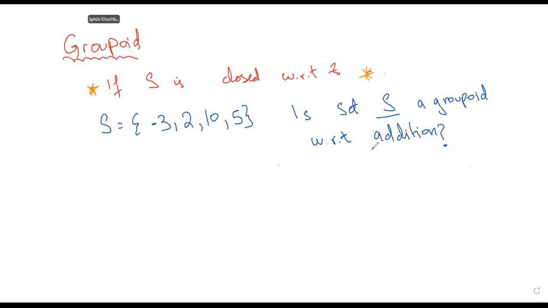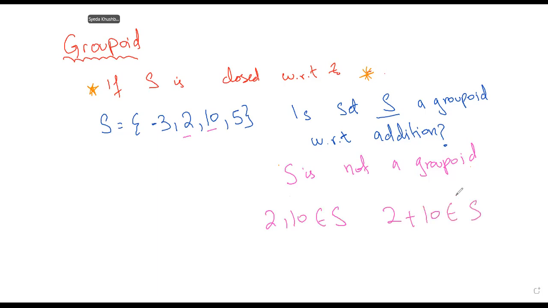So very well said. This set S is not a groupoid, because if we pick two numbers, let's say 10 and 2, then 2 and 10 belong to the set S, but 2 plus 10 does not belong to the set S. And if someone says, ma'am, what if we pick -3 and 5? These two numbers belong to set S, and -3 plus 5 is 2. It belongs to set S.